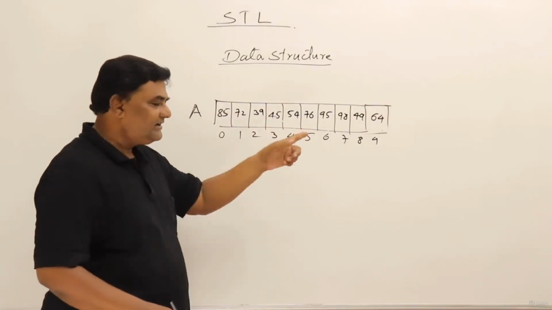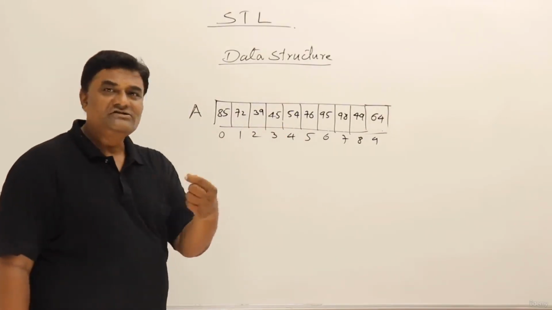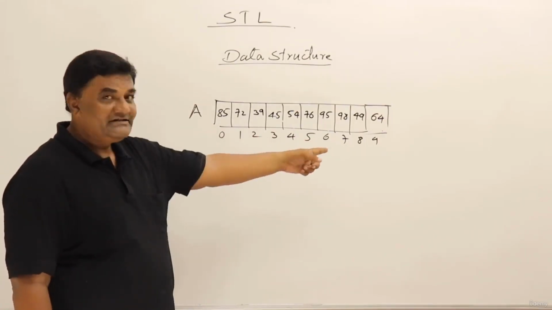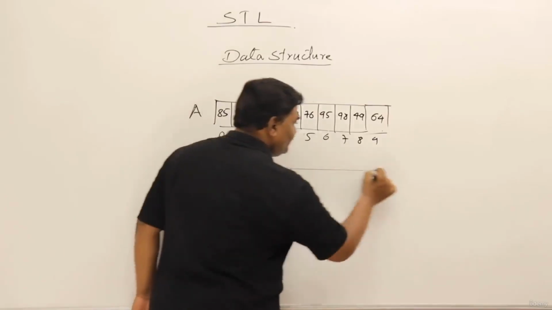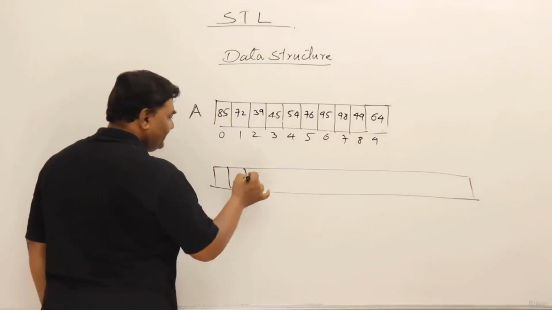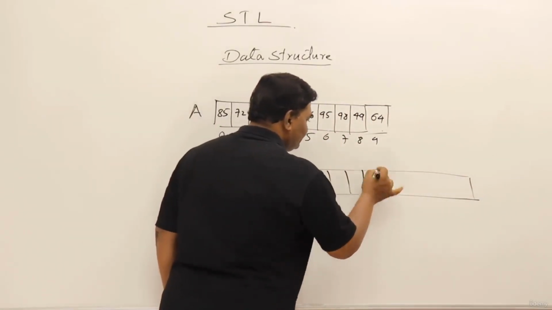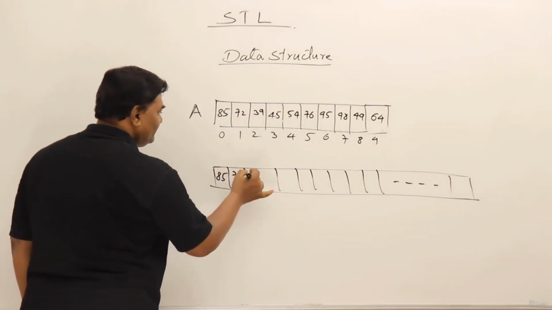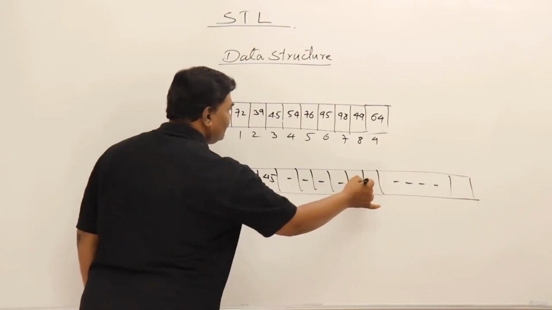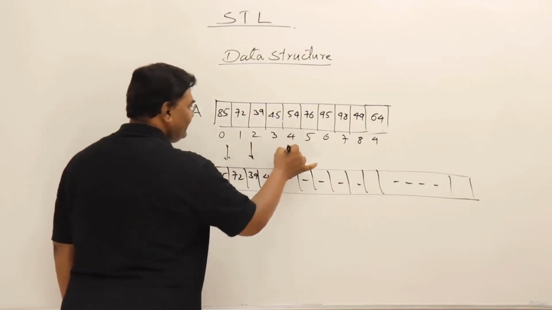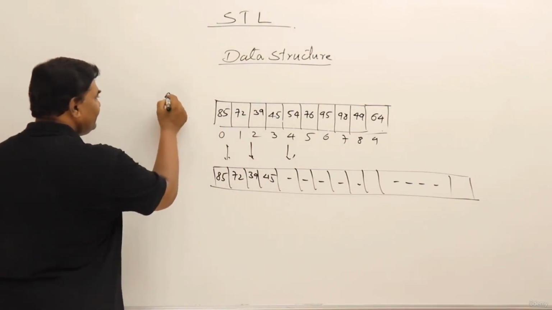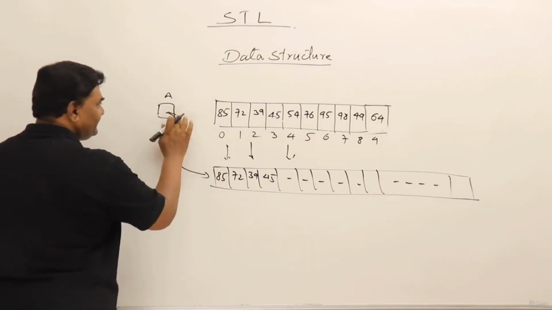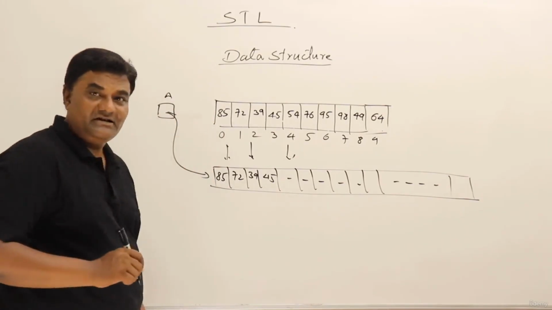How is it possible? This array cannot be changed. So I will show you one logic for how we can increase the size of an array. We cannot increase the same array, but we can create a new array with a bigger size. Then we can copy all these elements, 85, 72, 39, 45 and so on, here. And this was A, right? Let us say A is a pointer, pointing here. But now we can make it point to this one. This is possible if you are creating it dynamically.